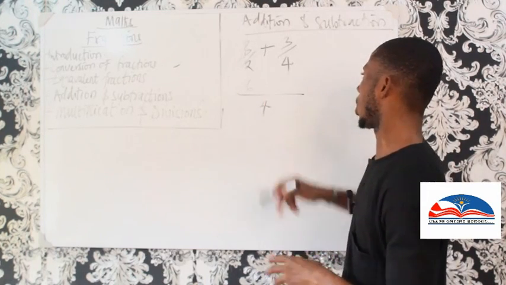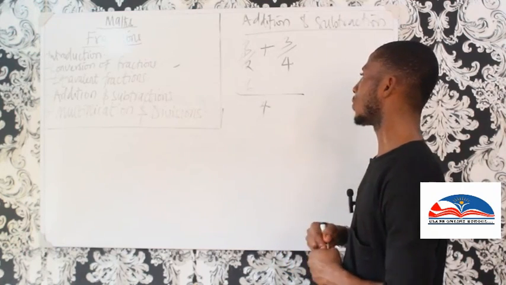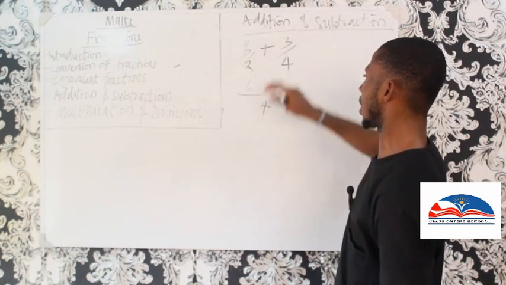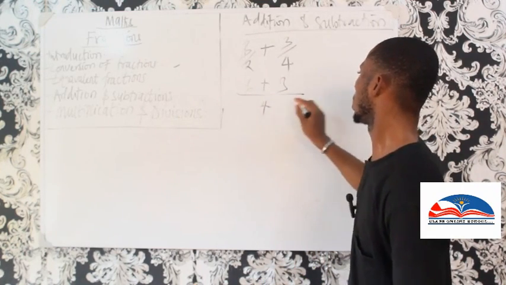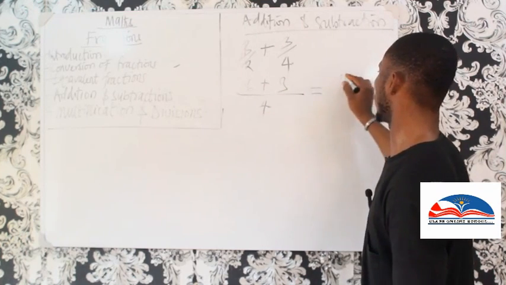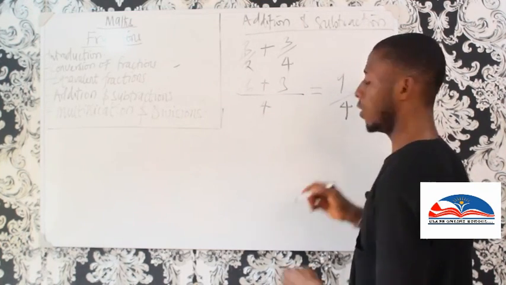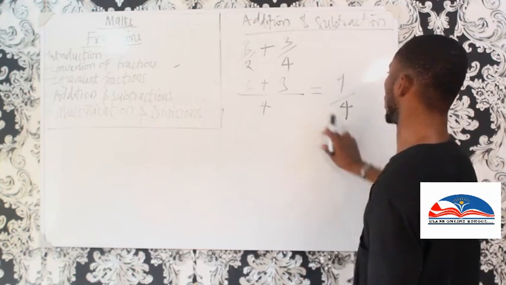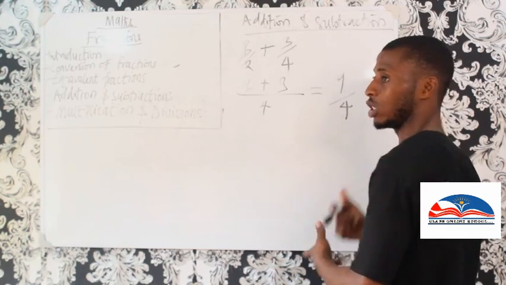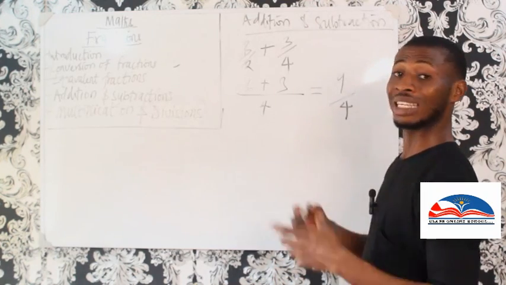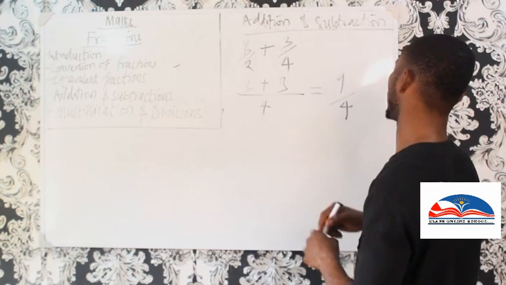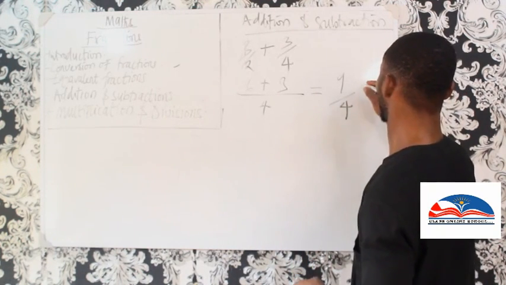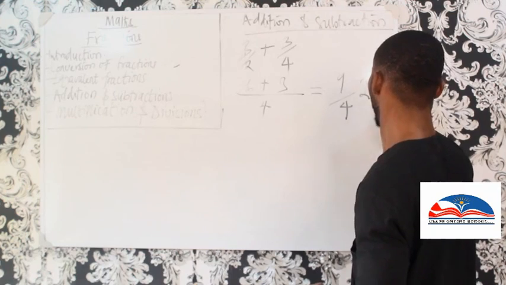Now at this point, 4 divided by 4 will give us 1. 1 times 3 gives us 3, plus 3, 6, plus 3 will give us 9. 9 over 4. Now, this is a single fraction, although it's improper. So let us put it in a mixed fraction. 9 divided by 4 will give us 2 whole number 1 over 4.